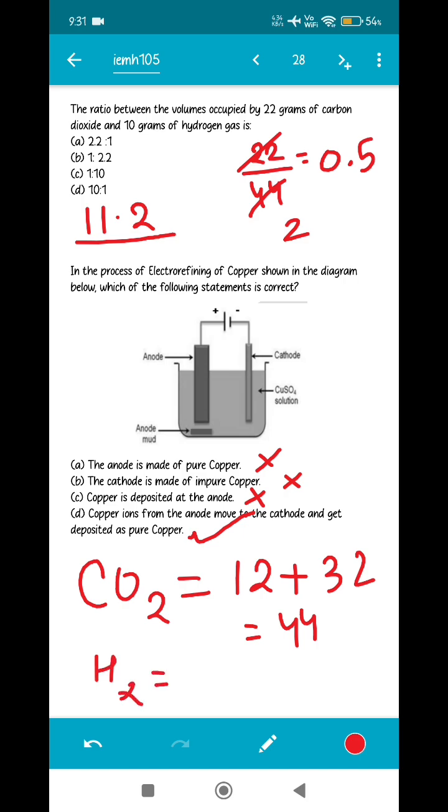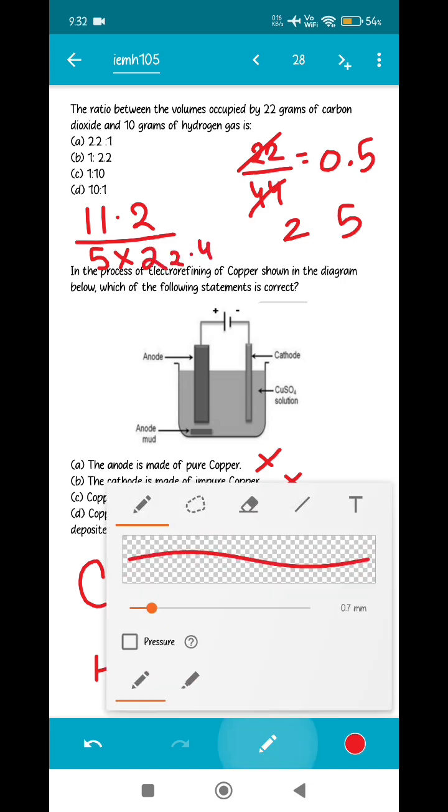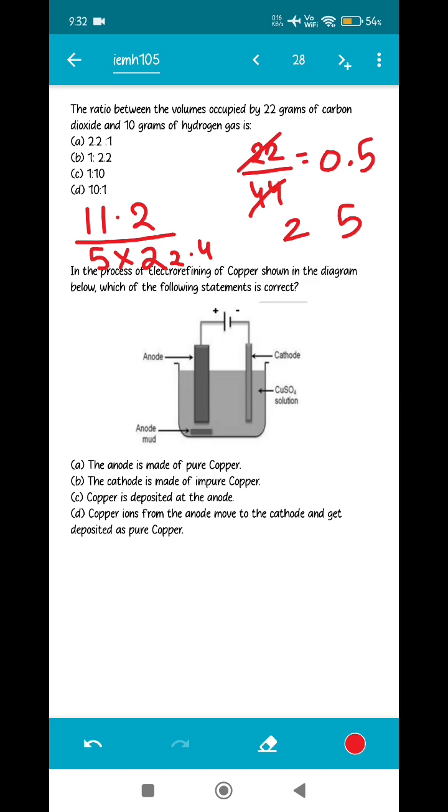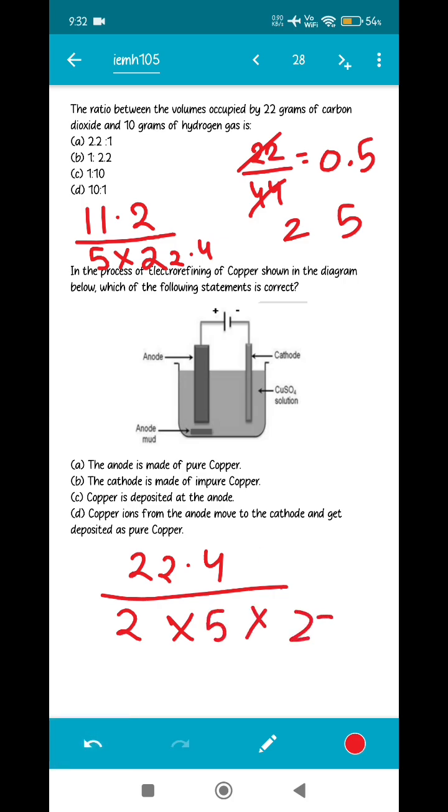Next, 10 gram of hydrogen gas. Hydrogen gas, so its molecular mass is 2. The number of moles is 5. That means 5 into 22.4. So let me make it simpler so that we can do the cancellations. 22.4 divided by 2 to 5 into 22.4. So this gets cancelled out and we are left with 1:10.